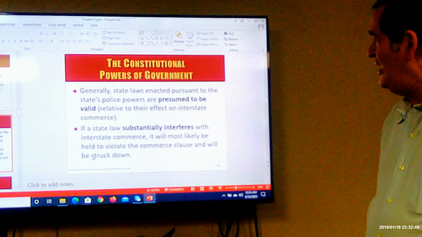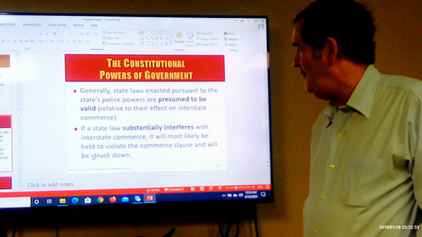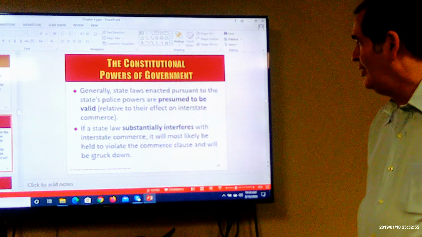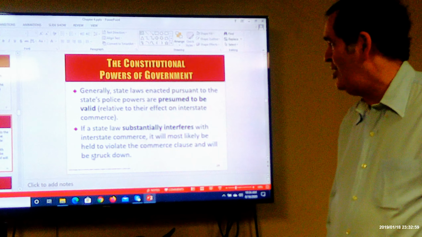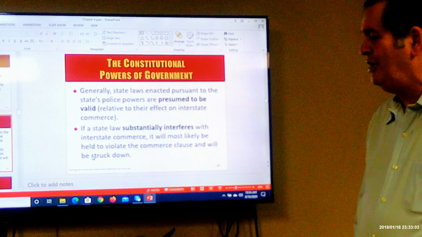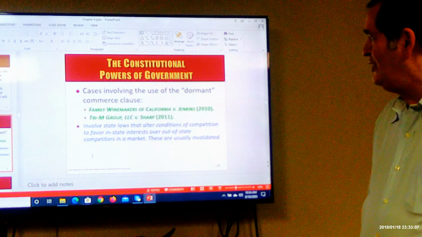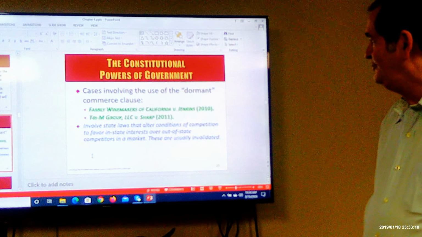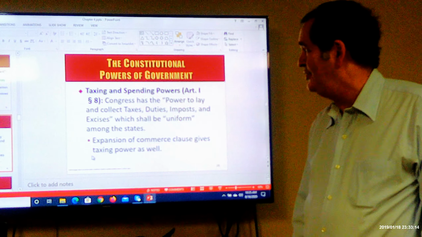Generally, state laws enacted pursuant to the state's police power are presumed to be valid. If the state law substantially interferes with interstate commerce, it's likely to be held unconstitutional. Okay, so here's a case involving that dormant clause, and you can see an explanation of that.